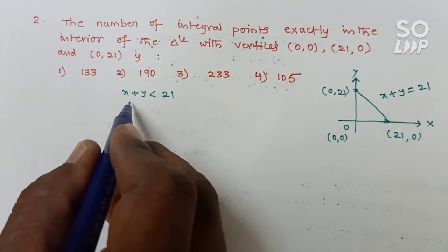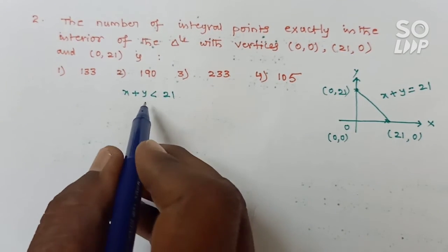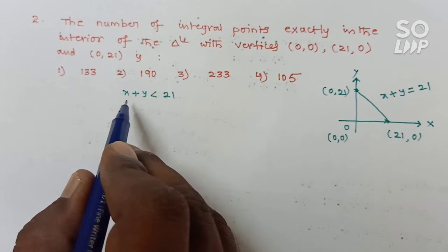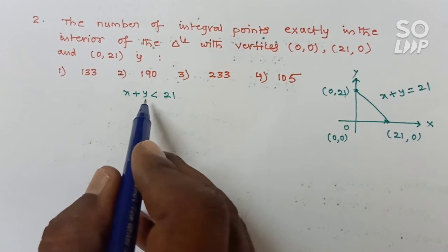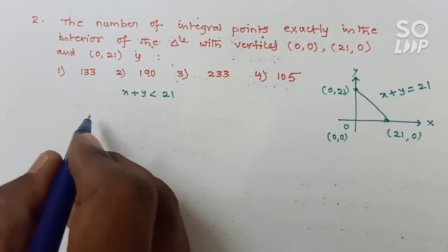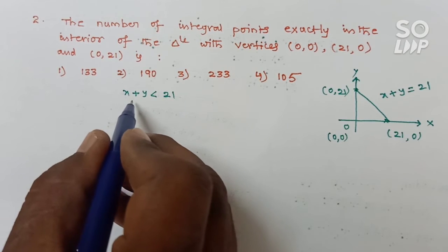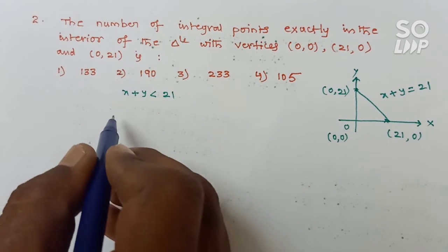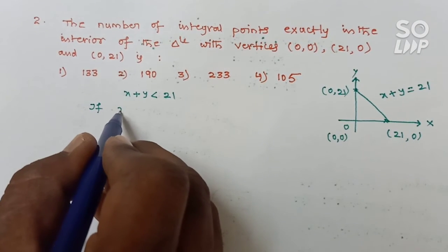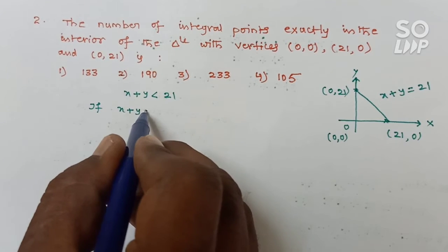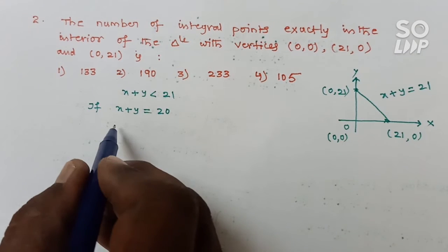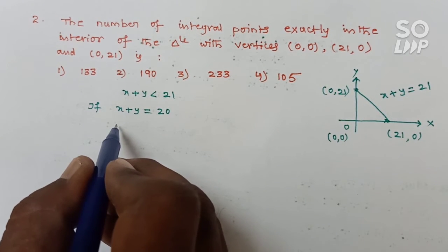So x plus y is less than 21, which means the sum of x and y values can be 20, 19, 18 and so on. Suppose x plus y is equal to 20. If x plus y is equal to 20, how many points will you get?